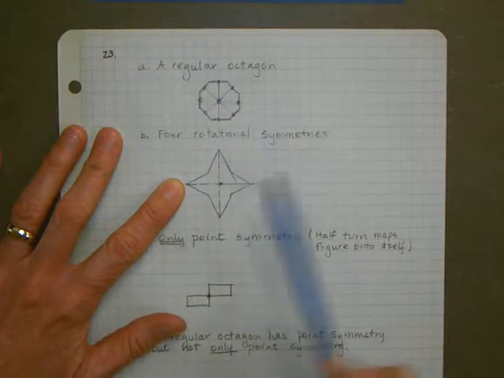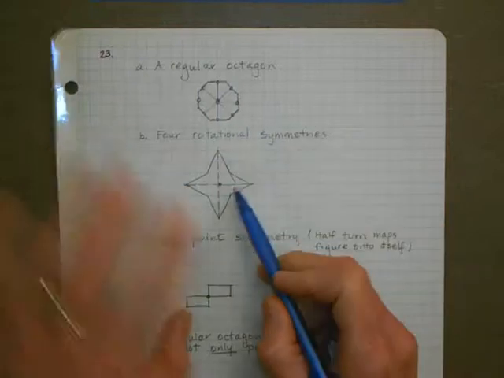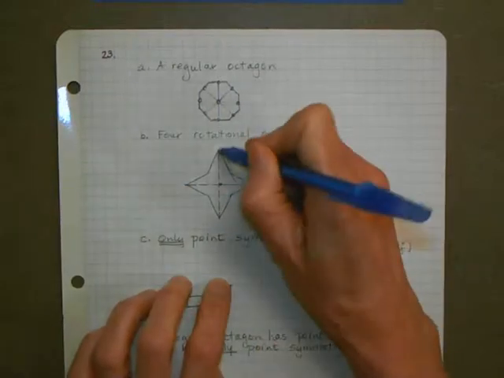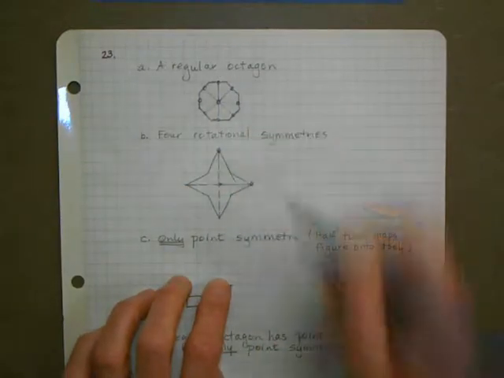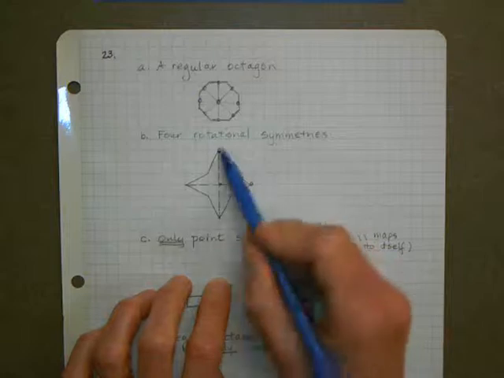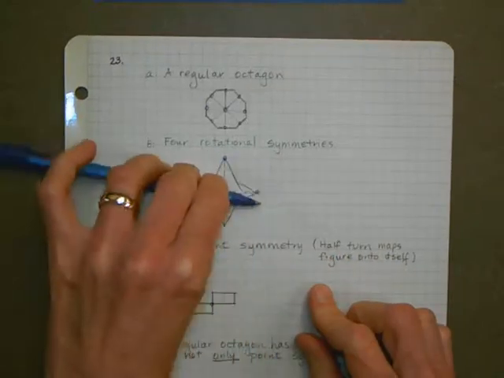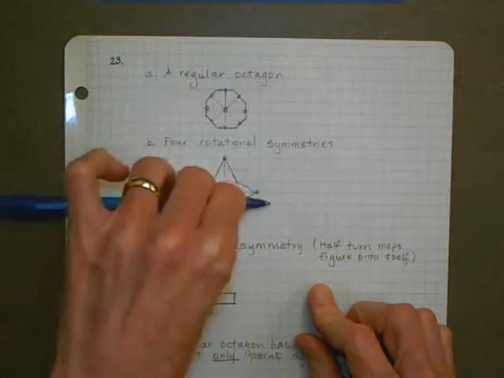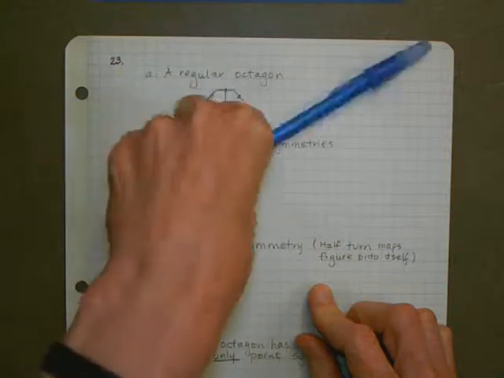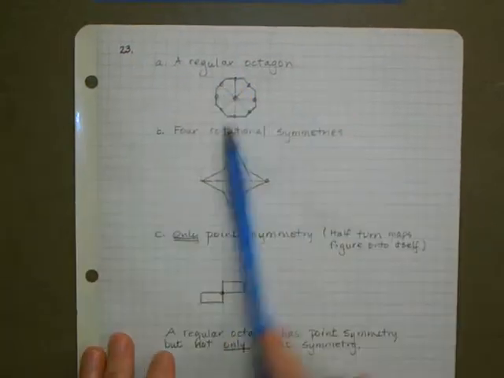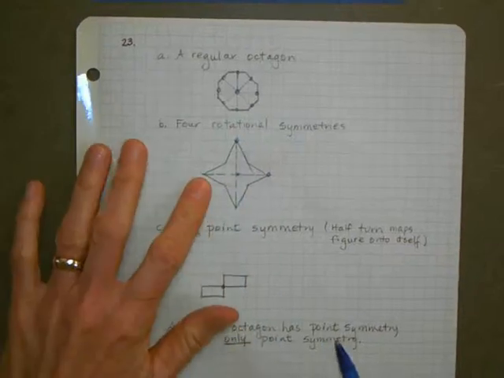All right, you can see that this point, when I rotate it 90 degrees in the clockwise direction, this point goes to here. Watch this. See, there it goes. This point, there's 1, there's 2, there's 3, and back to the top gives me 4 rotational symmetries. So there's that one. All right.